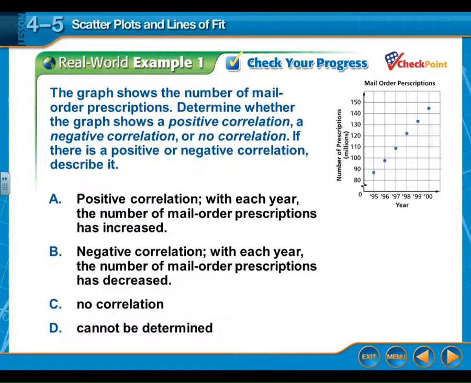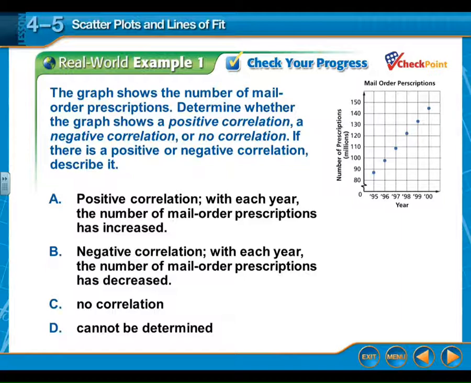So this would be a negative correlation. The graph shows the number of mail order prescriptions. Determine whether this graph shows a positive correlation, a negative correlation, or no correlation. If there's a positive or negative correlation, describe it. Well, I see as the years go by on mail order prescriptions that we have a definite increase in the number of prescriptions. And so that has to be a positive correlation. As the years increase or go by, then the number of mail order prescriptions increase.